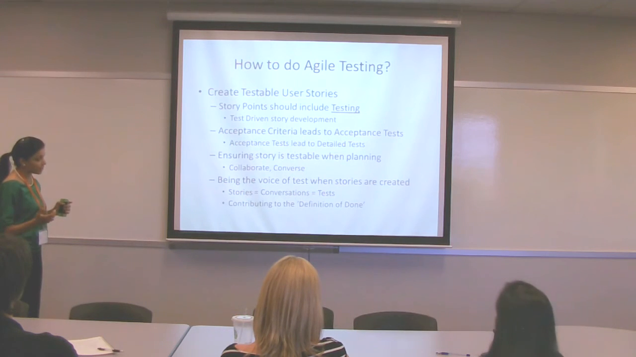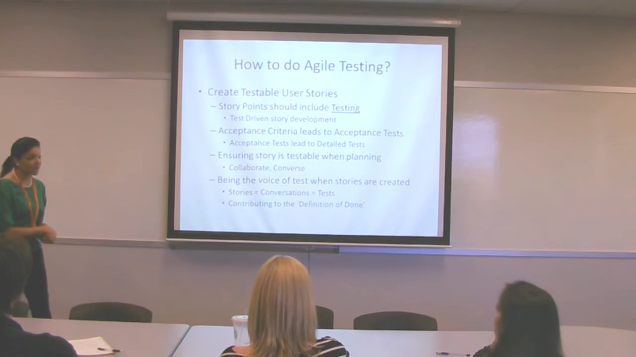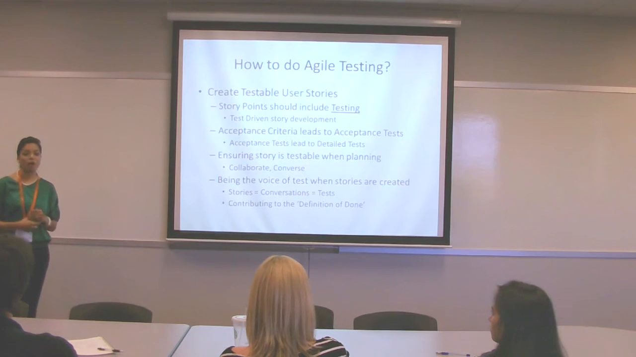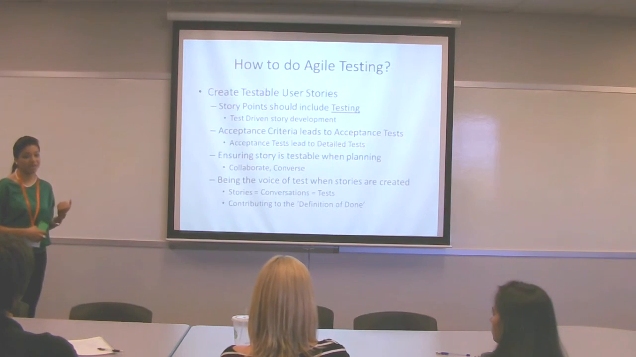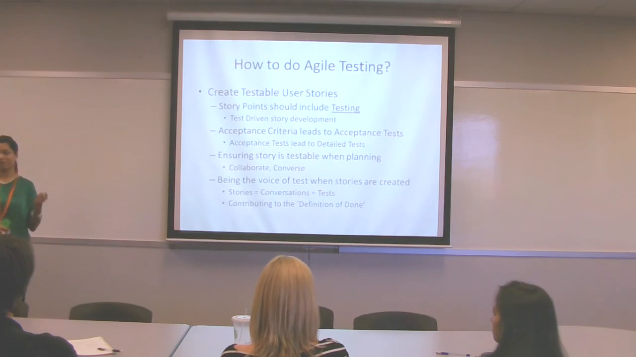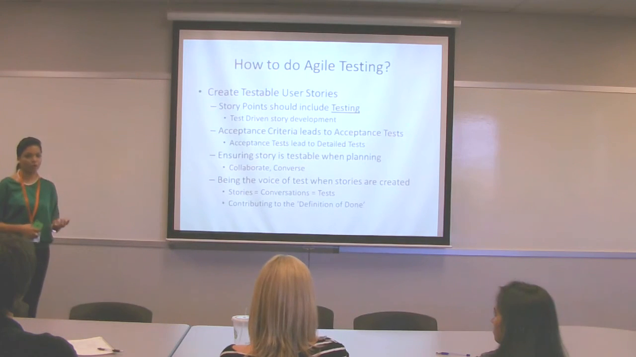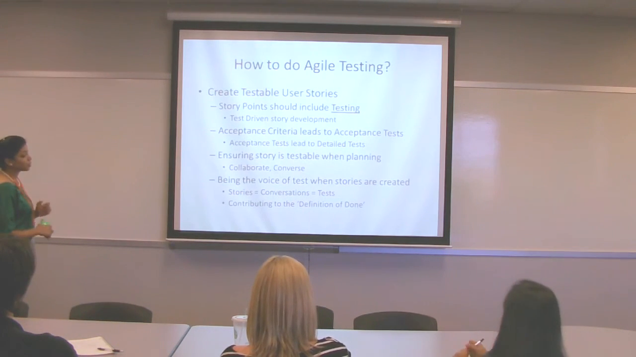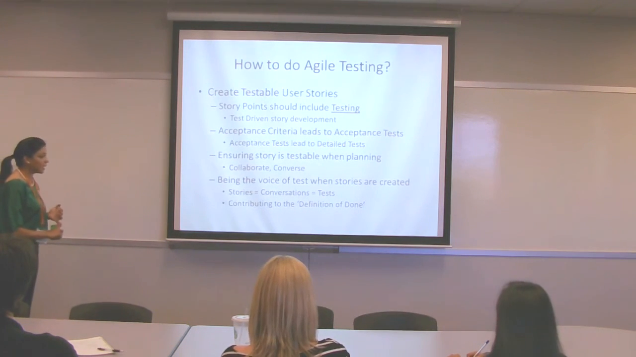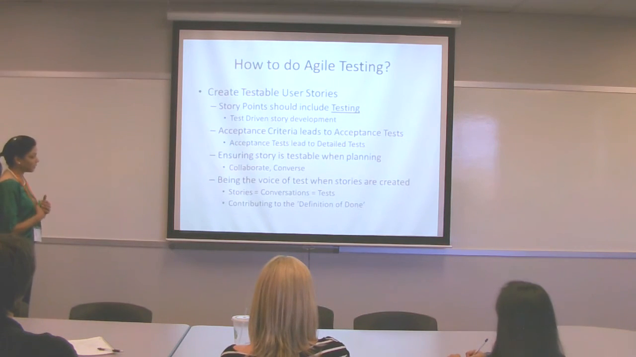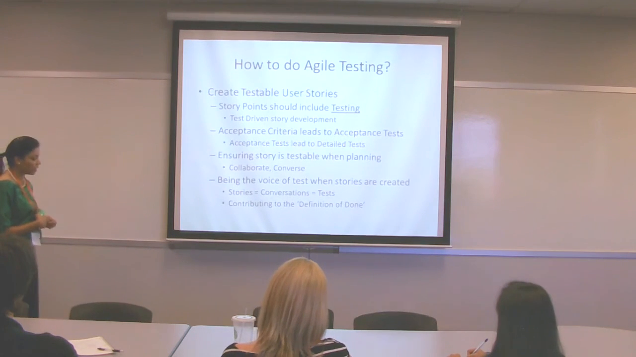Acceptance criteria leads to acceptance tests. This is very important. The basis of our testing comes from the acceptance criteria. Do not accept a story or start working on it unless it has clear acceptance criteria defined. It is very important. Again, it forms the test basis for our testing. Ensuring the story is testable when planning, that is also very important. Again, for this, we collaborate to converse. Being the voice of test when stories are created.